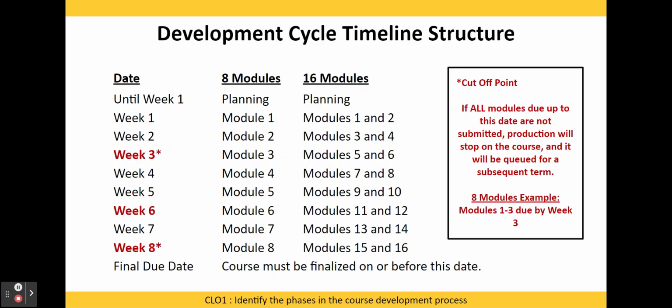These are cutoff points. With the number of projects we have each term, we have to focus our efforts on those projects that have the best likelihood of finishing. So, on all these dates, if all modules due up to this point are not submitted, production will stop on the course, and it will be queued for subsequent term. For example, if you're developing an 8-week course, modules 1 through 3 must be submitted by week 3.